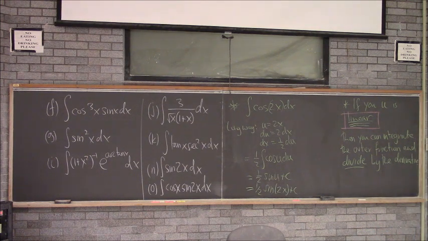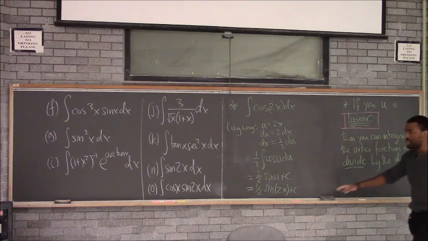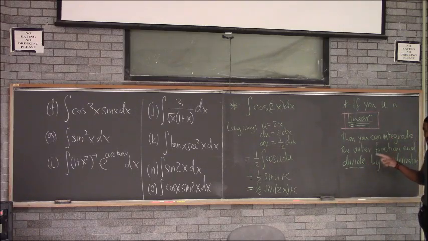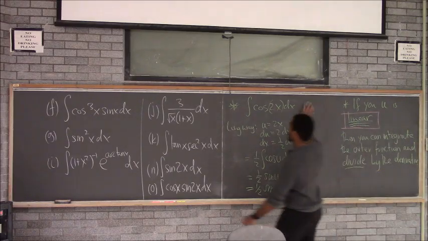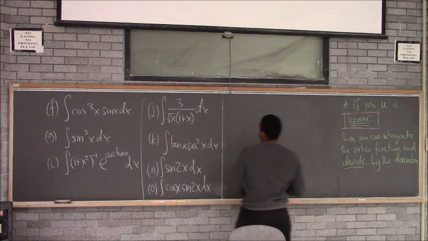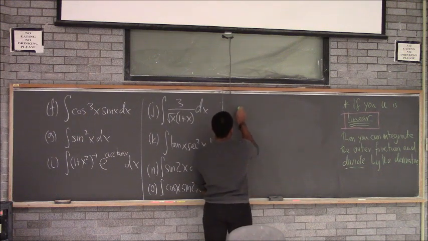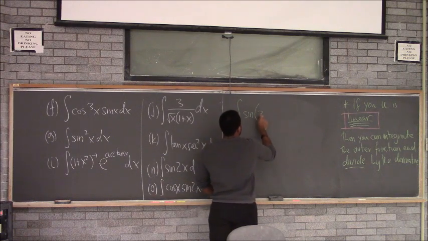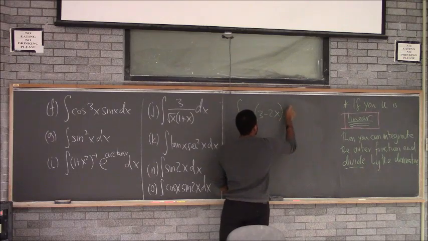you can just actually integrate the outer function and divide by the derivative. You cannot do that in general, only if it's linear, because your derivative in this case is going to be a constant. So for example, you can have something that even looks a lot scarier, not even that scary. Let's say you have the integral of sine of 3 minus 2x dx.